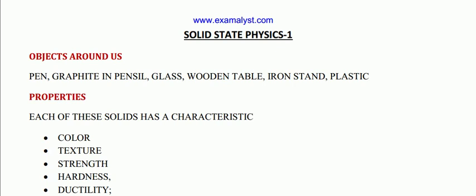Well, you might have seen various objects around you. For example, a pen, a graphite in a pencil, a glass, a wooden table, an iron stand, a plastic, and many other things like a paper, etc. So these are all made up of different types of atoms and molecules, and they all have their own structure. So in this particular physics, that is solid state physics, we will differentiate between how various atoms produce various structures and how the properties differ.